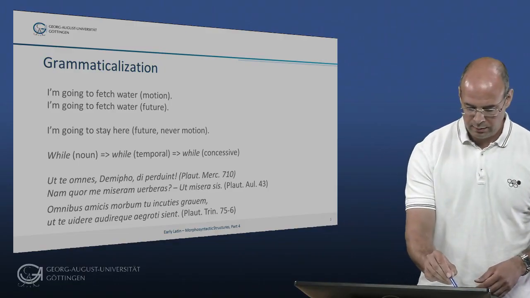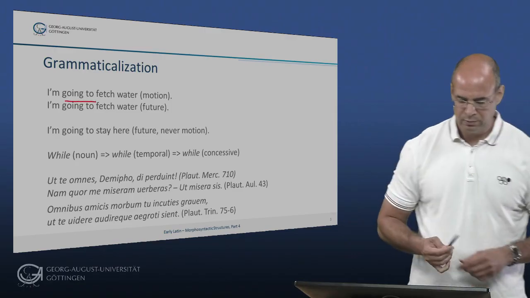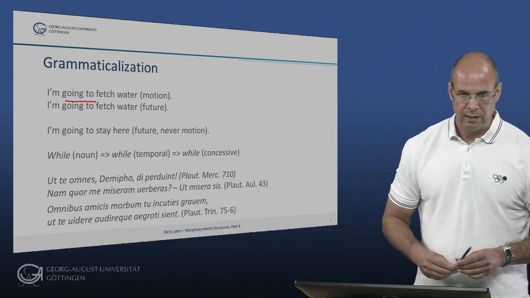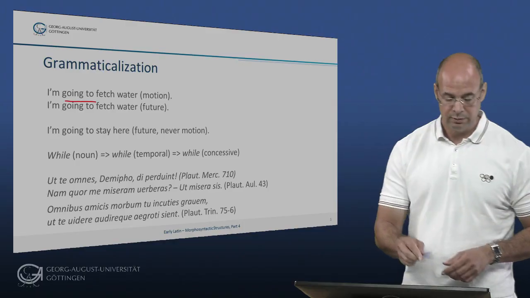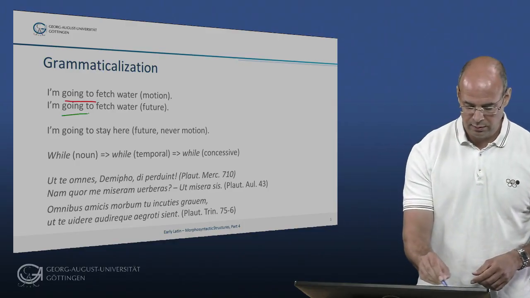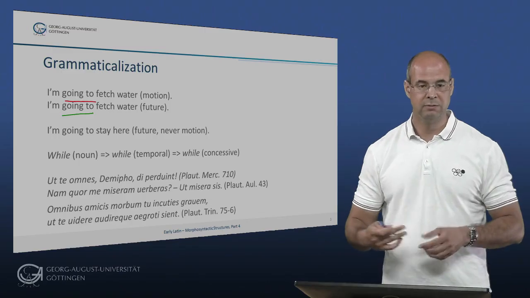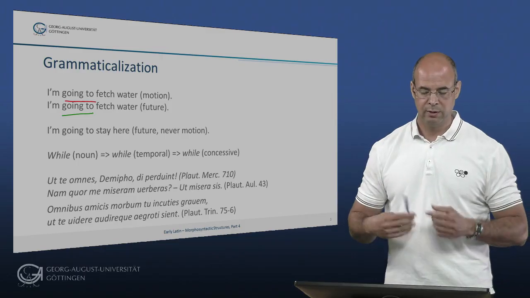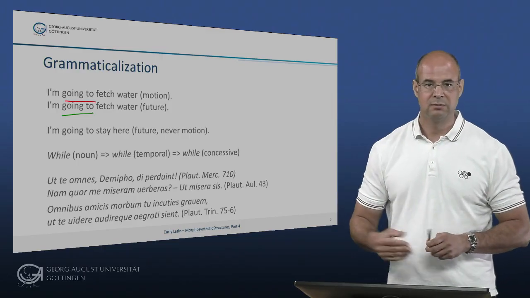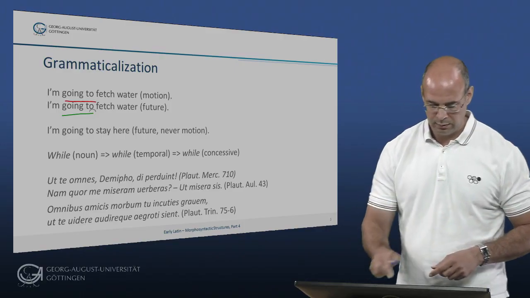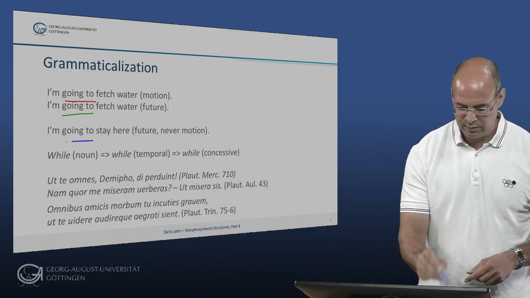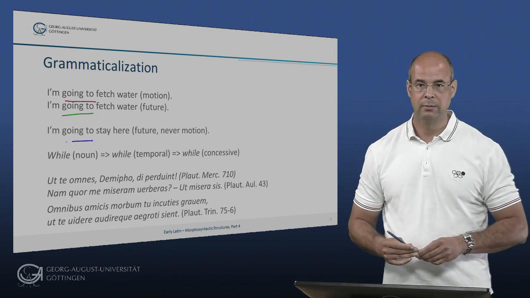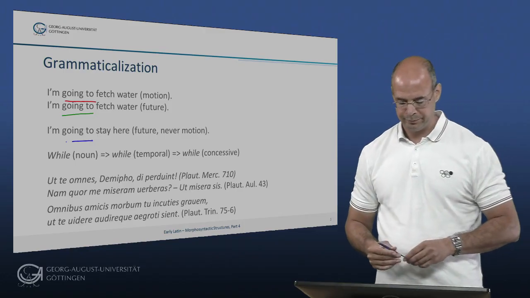We have here, I'm going to fetch water, which could just be motion, but it's ambiguous. It can be interpreted as future tense. I'm going to fetch water, I will fetch water. So it is an ambiguous construction. It could be motion or future. It has been reanalyzed as a future marker. And if we now say, I'm going to stay here, this can't imply any motion. It has become a pure future tense.